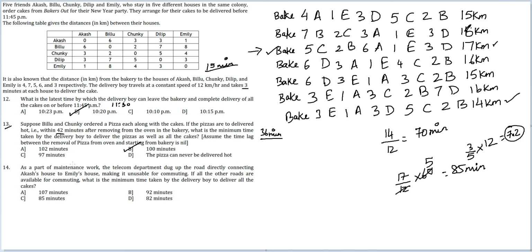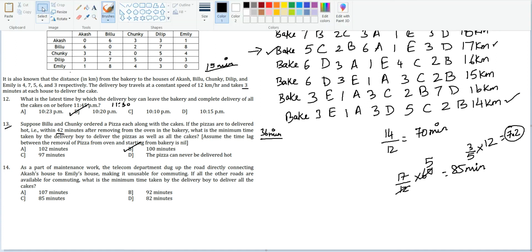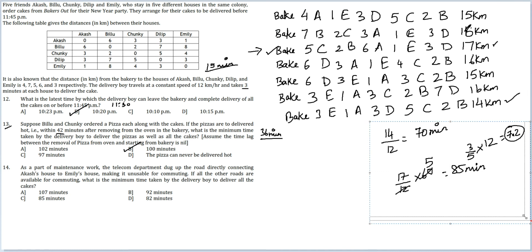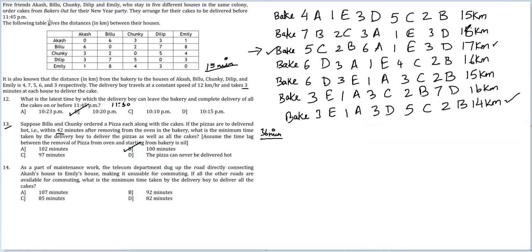Let's look at the last question. As a part of the maintenance work, the telecom department dug up the road directly connecting Akash's house to Emily's house, making it unusable for commuting. If all other roads are available for commuting, what is the minimum time taken by the delivery boy to deliver all the cakes? Okay, let's see. You would have to make the same setup that you made earlier all over again. Just that this is no longer available.